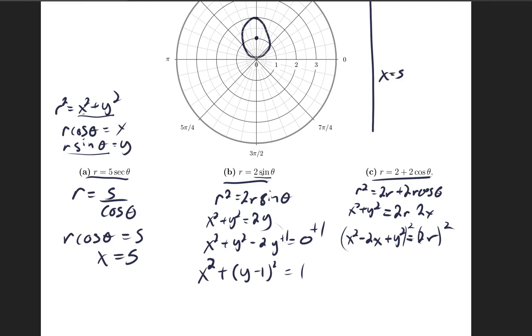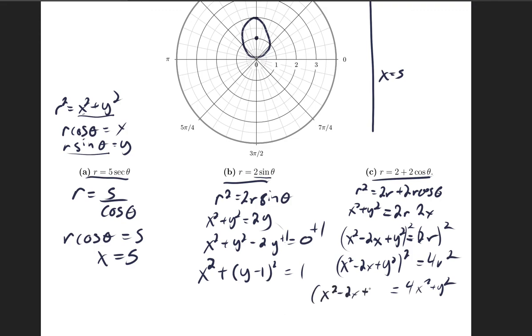Or attach them to this. And so here we have no more sines or any more trig functions, so it's best just to square. So here I get x squared minus 2x plus y squared, squared, equals 4r squared. Well, 4r squared is equal to 4 times x squared plus y squared. And so that's our final answer.